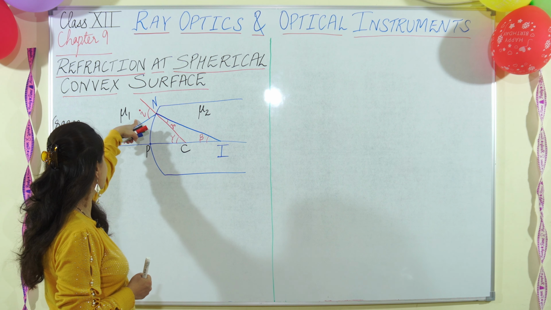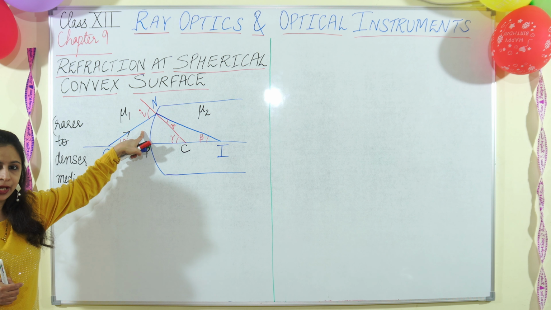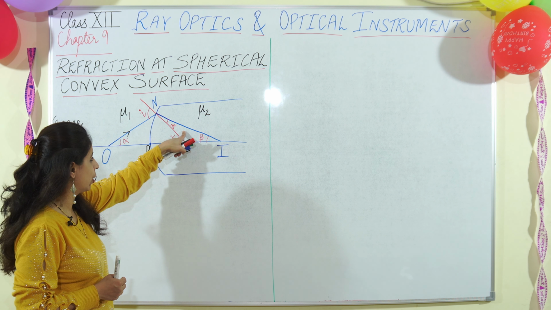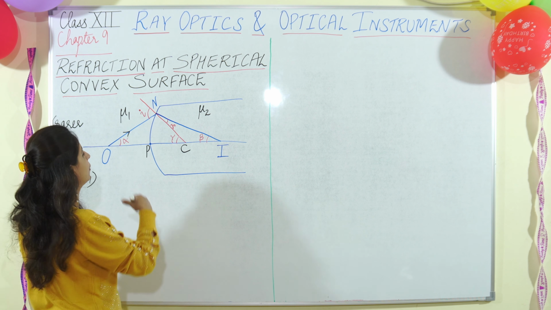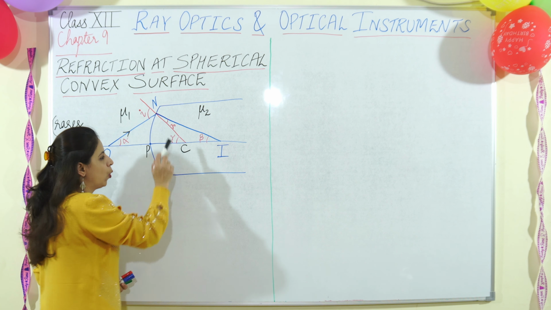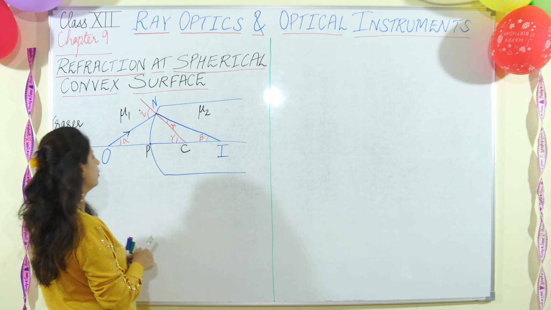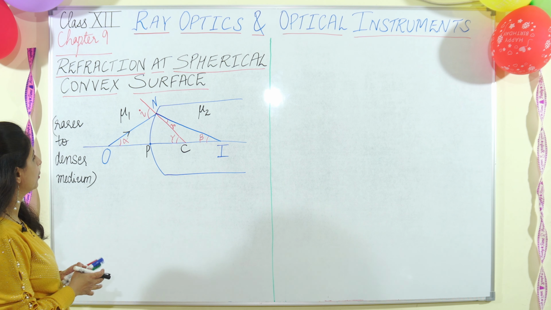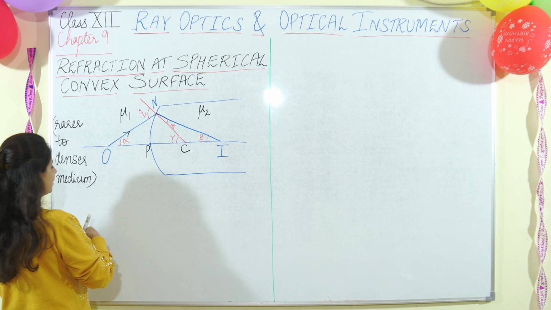So this is the angle of incidence. We already know the angle between the normal and the incident ray is said to be the angle of incidence. So this is the angle of incidence, and this is the angle of refraction. After getting refracted, the angle between the refracted ray and the normal is said to be the angle of refraction. So we will be using Snell's law here, and with the help of Snell's law we will be proving the refraction at the spherical convex surface. Okay, so let us apply Snell's law.